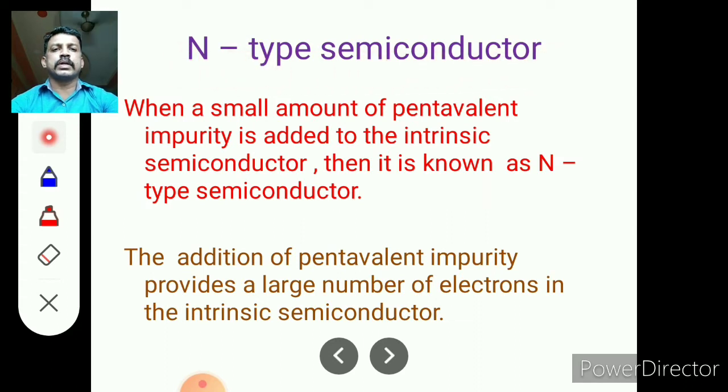N-type semiconductor. When a small amount of pentavalent impurity is added to the intrinsic semiconductor, then it is known as N-type semiconductor. The addition of pentavalent impurity provides a large number of electrons in the intrinsic semiconductor. So instead of trivalent impurity, if we add pentavalent impurity, then it is known as N-type semiconductor. The charge on an electron is negative. Therefore, we consider that it is N-type semiconductor.